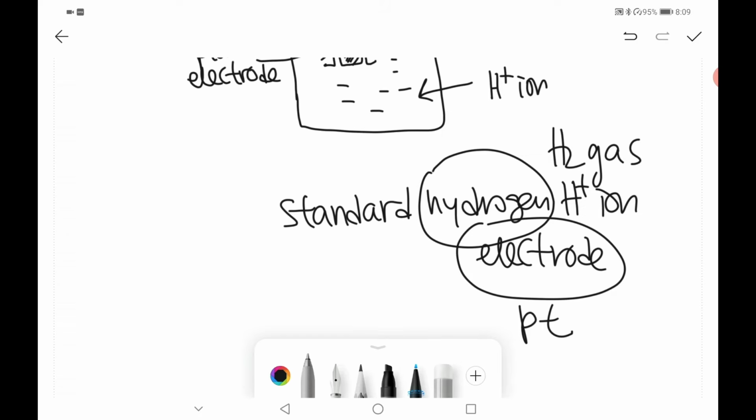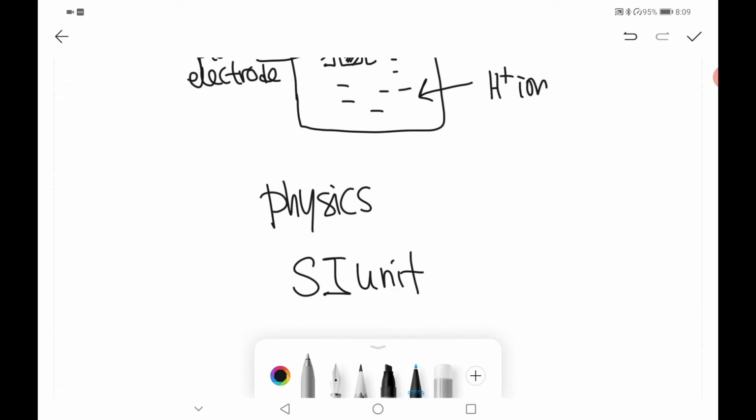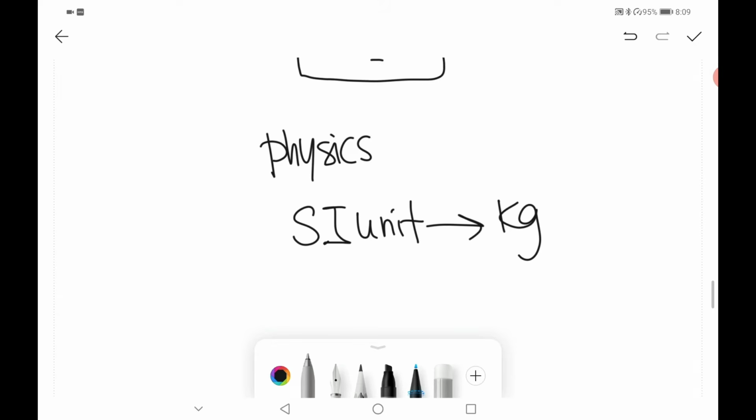So the last thing we need to know is called standard. What do we mean by standard? We need to set rules, just like in physics. In physics, we set rules by SI. We learn about SI units. SI units say that for the whole world, for mass they use kilogram, for electric current they use ampere, and for length they use meter.